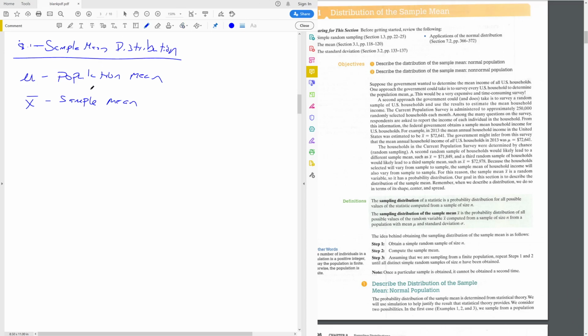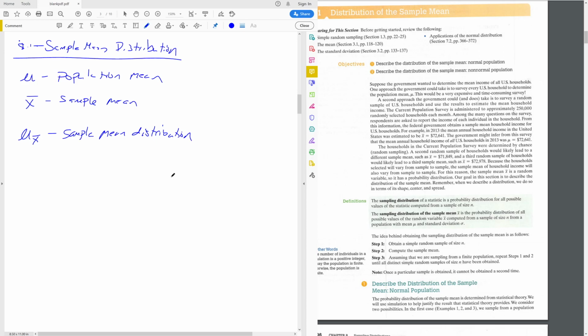So the book's notation for this is kind of like putting these two things together. It's like mu with a subscript of X bar. So this is going to be our sample mean distribution. We've got to distinguish here: sample mean distribution.